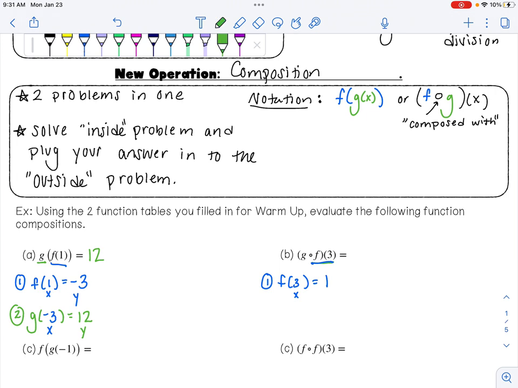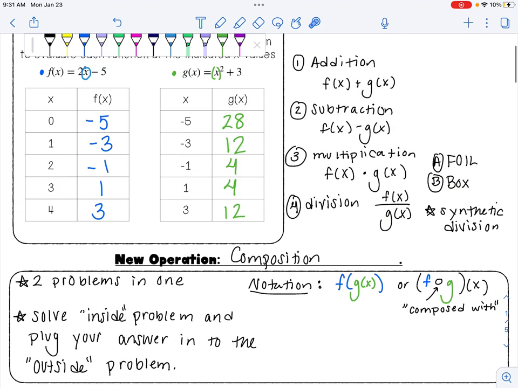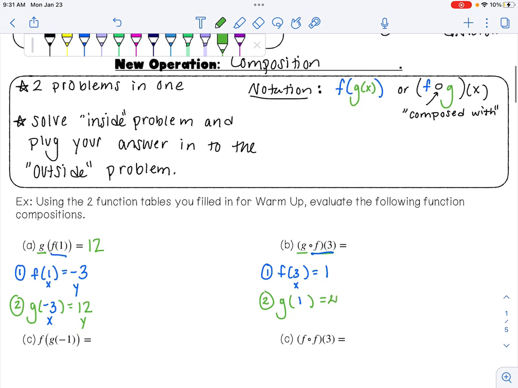And then I'm going to plug that into my further away value. So you're always working from closest to furthest away. So then I'm going to go to my g table, and I'm going to plug in 1 for the x value and find the y value. So I'm going to go up to my tables, I find 1, and that tells me I'm going over here to 4 for my final answer. So that answer is 4, so my overall answer is 4.